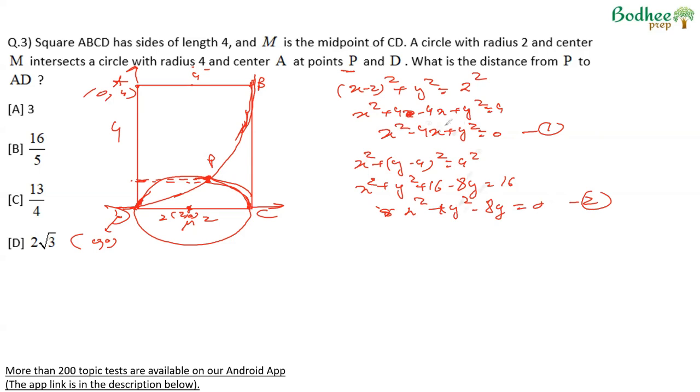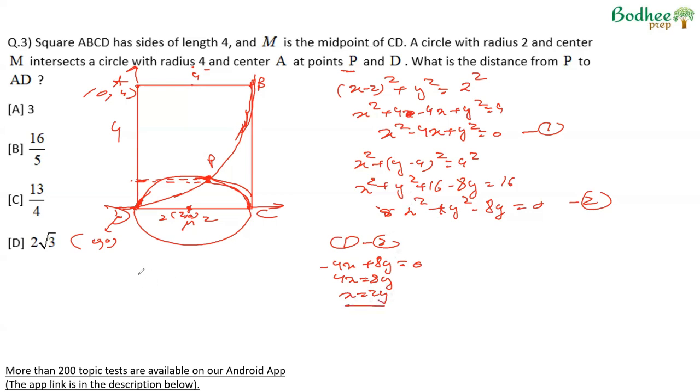So we try to now find out the value of x and y for which they will have the same values or intersection points. I subtract second from the first. x square minus x square is 0, y square minus y square is 0, minus 4x plus 8y is left, which is 0, which means 4x is equal to 8y, x is equal to 2y.